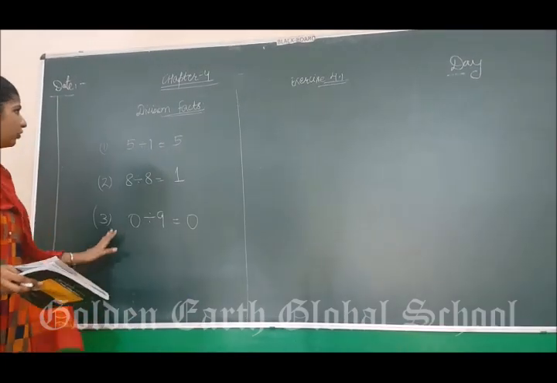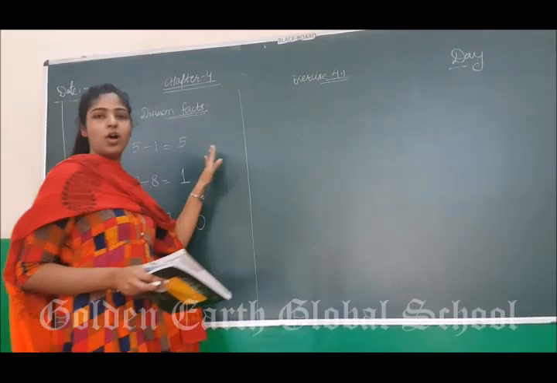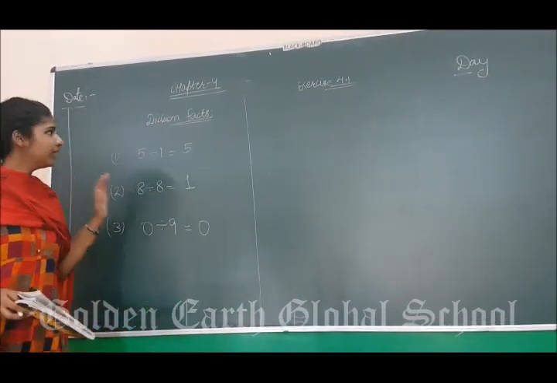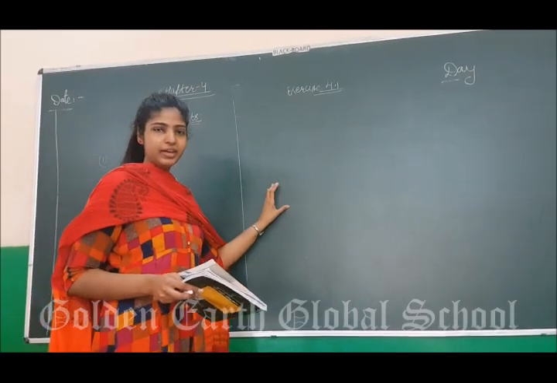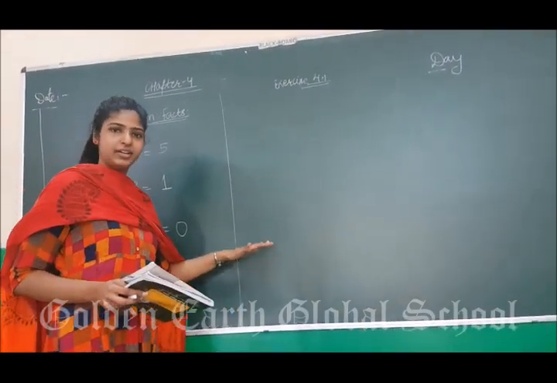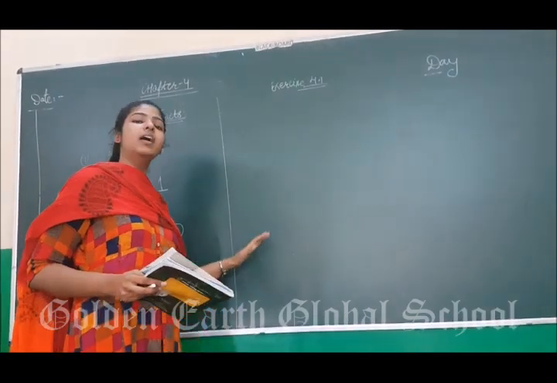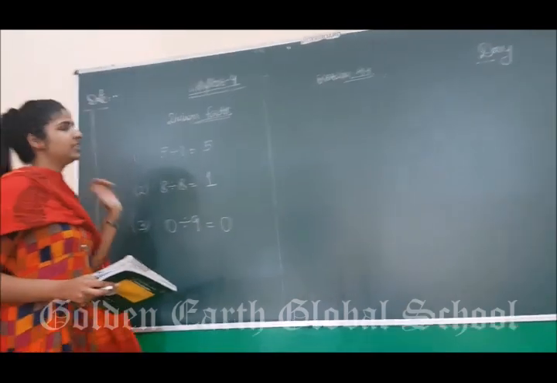First of all, we will discuss some division facts, right? As you already studied in class 3, what is division? If we divide a larger number by a smaller number, we get a quotient and a remainder. So first of all, we will discuss some division facts.